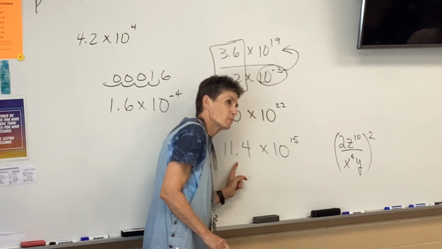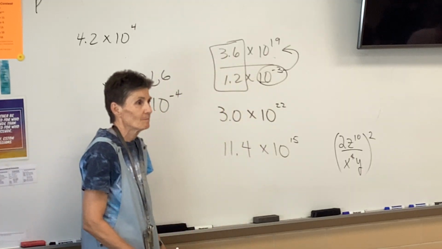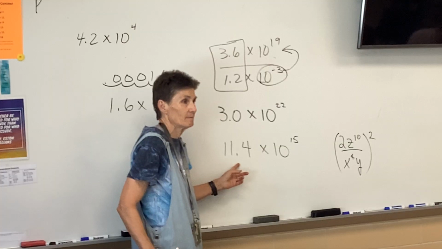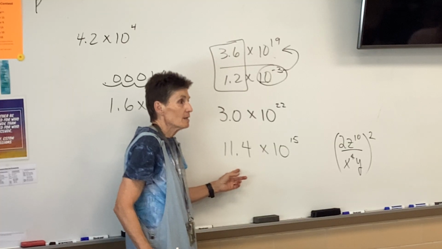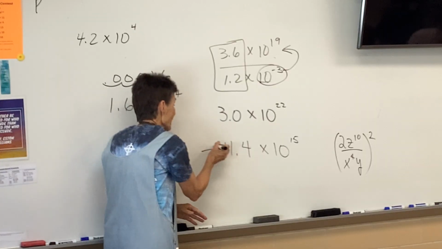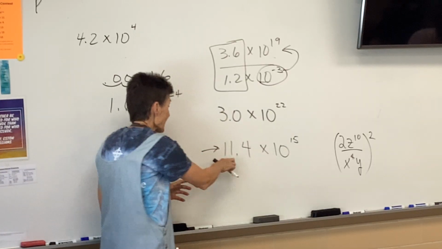Jimmy, what do you remember about scientific notation? It has to have 1 digit before the decimal. Exactly. In other words, it has to be between 1 and 10. Okay, remember that? So this is the answer, okay? And this is what we got. But now we have to clean it up. This has to be 1.14.